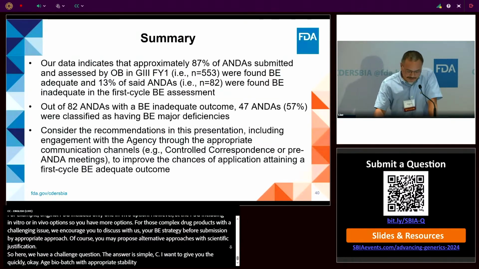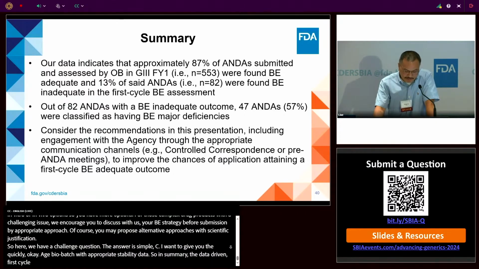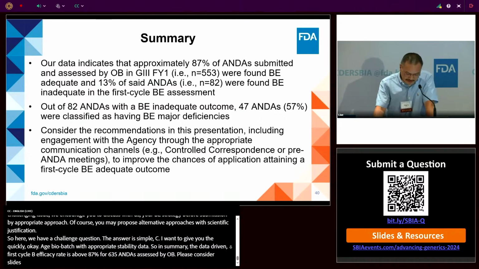So in summary, the data-driven outcome indicates that the first cycle BE adequacy rate is about 87% for 635 ANDAs assessed by OB. Please consider those tips in slides 8 to 12, not 8 to 12 as misstated, in the presentation.